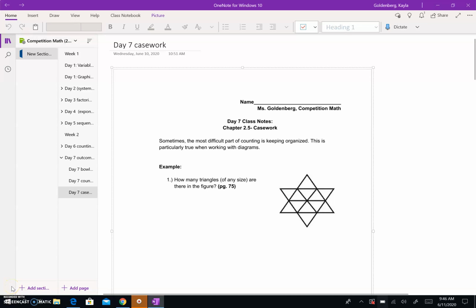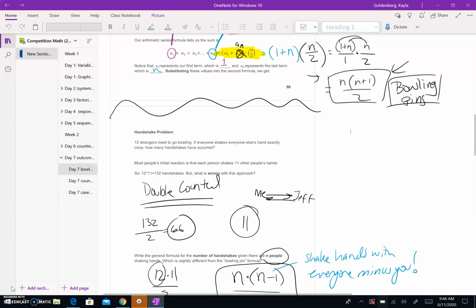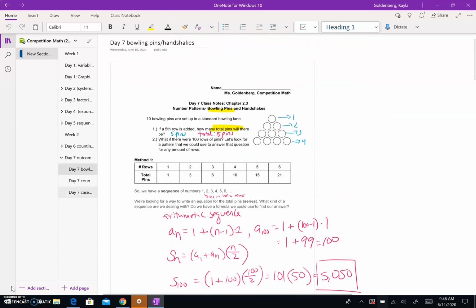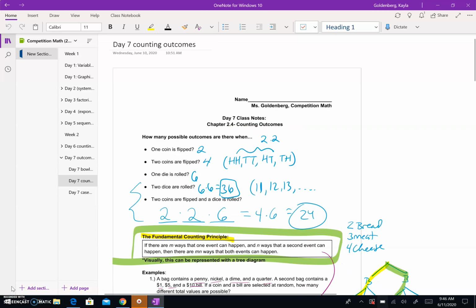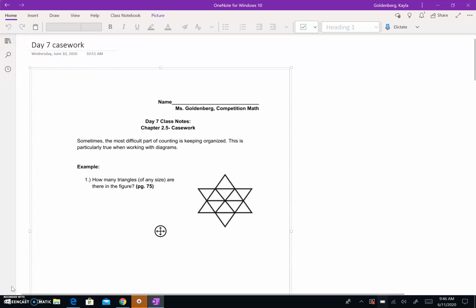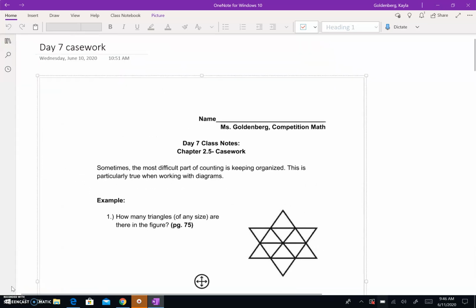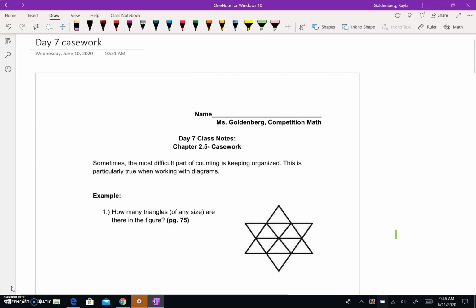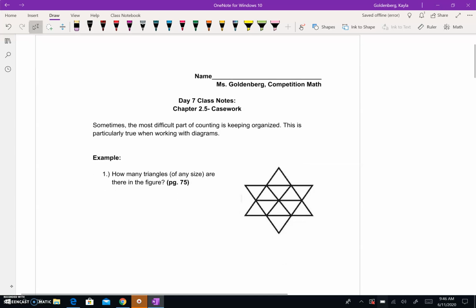Welcome to our last day 7 topic, which is casework. So far we did our bowling pins and handshakes. We did the fundamental counting principle, which is helping us count outcomes. And now we're going to look at some interesting examples, which we call casework. It's really just casework because we're practicing problems that require organization in counting. So this all falls under our big category of today, which is counting techniques and counting rules.